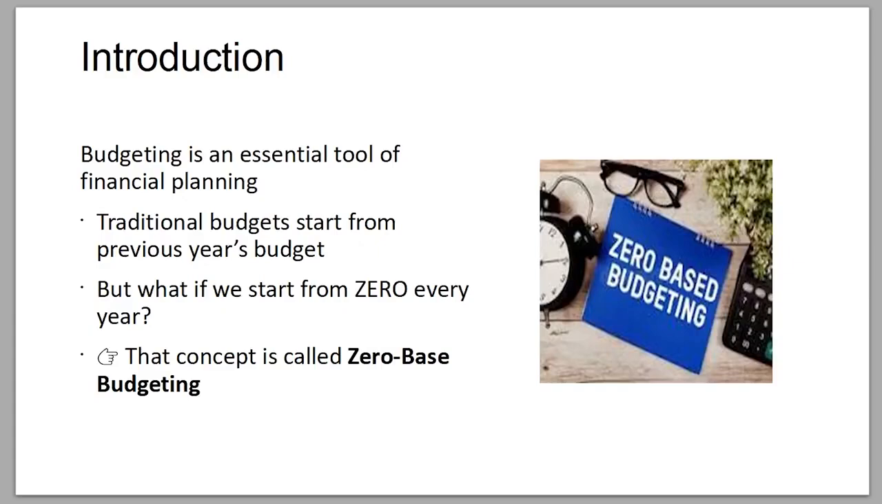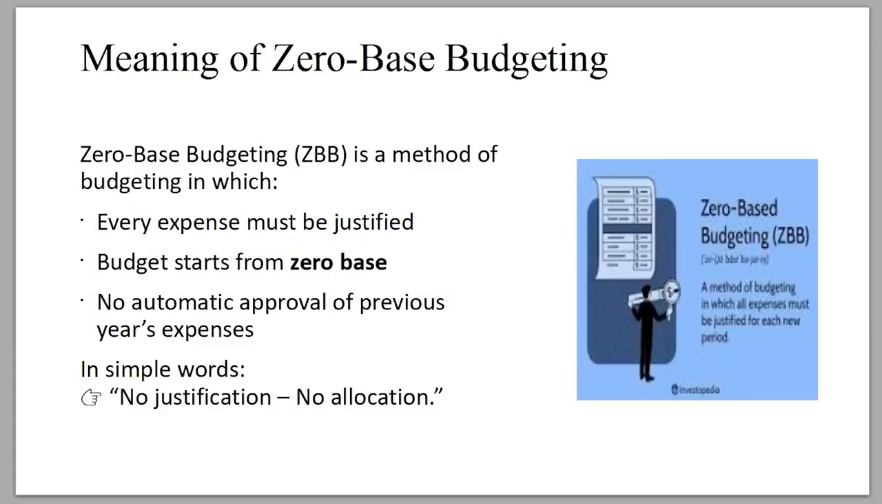Normally, in traditional budgeting, the government or an organization takes last year's budget and just adds some extra amount. For example, last year education department received 100 crore. This year they may demand 110 crore. Why? Because last year we got 100 crore, but in zero based budgeting we don't do that.